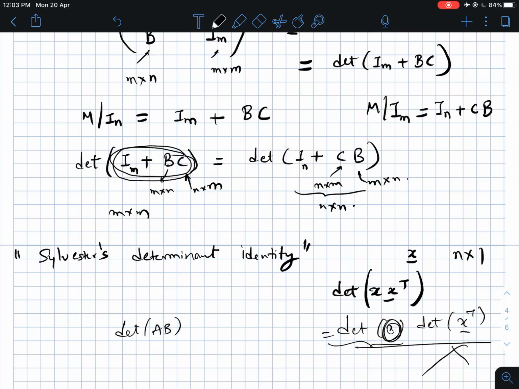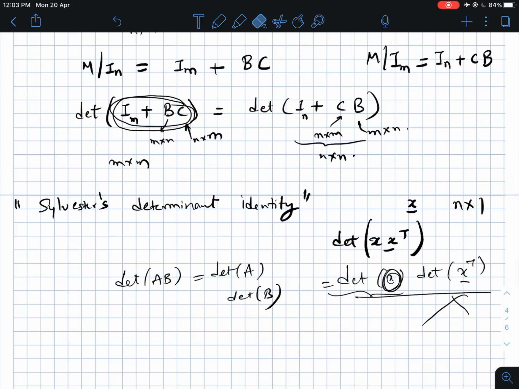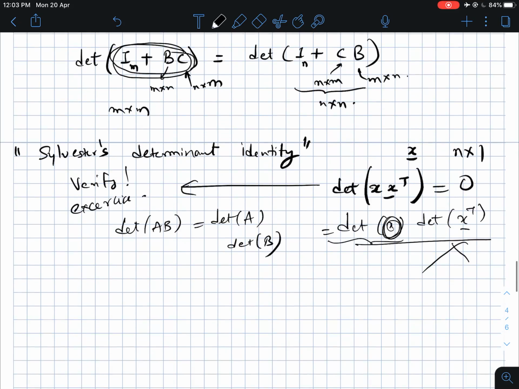Okay, you can use the formula det AB equal to det A into det B only when A and B are both square. Correct? That's when determinant can be computed. Otherwise, you can't find the determinant, right? This determinant is going to be 0. I'm going to leave you to verify why that is. Exercise. Any doubts, please ask.